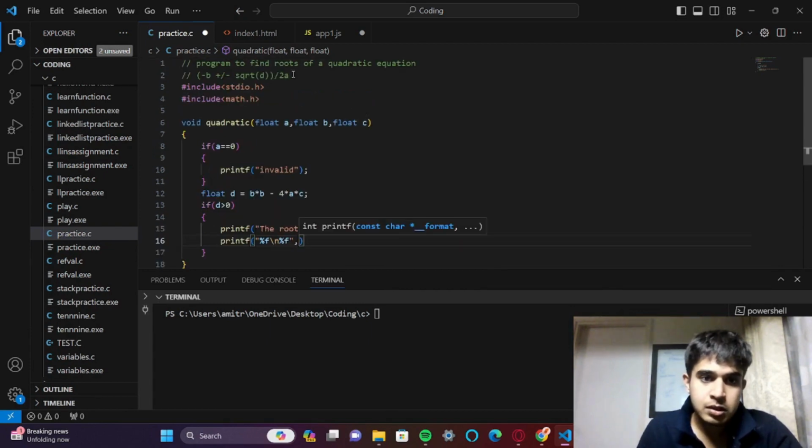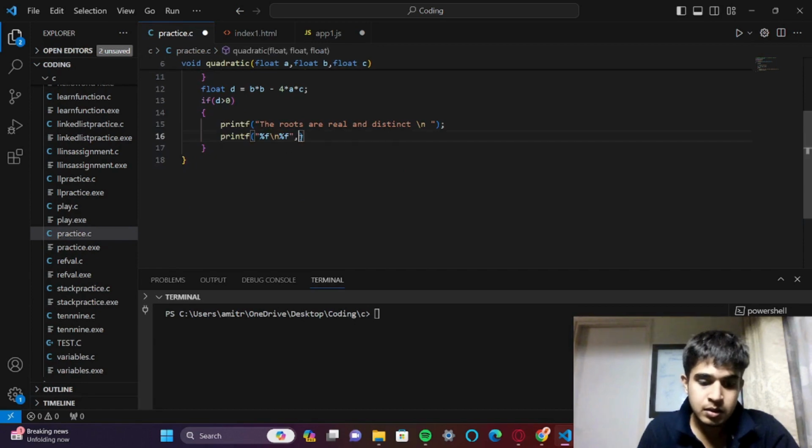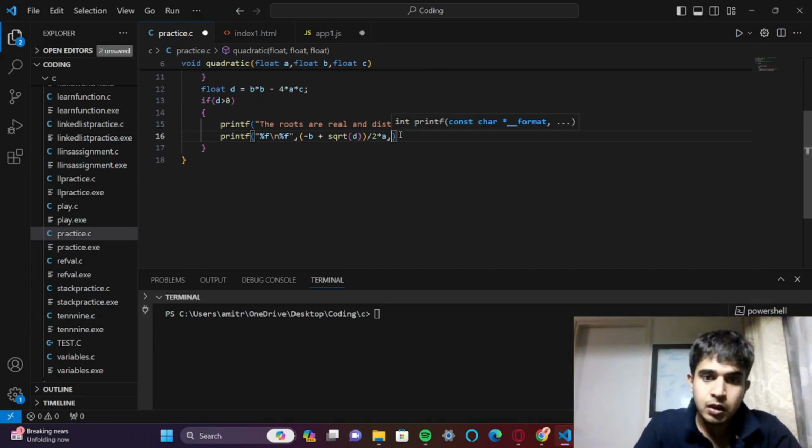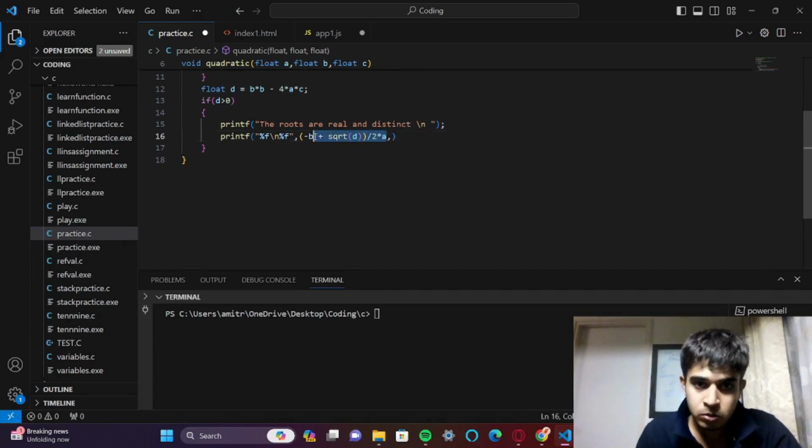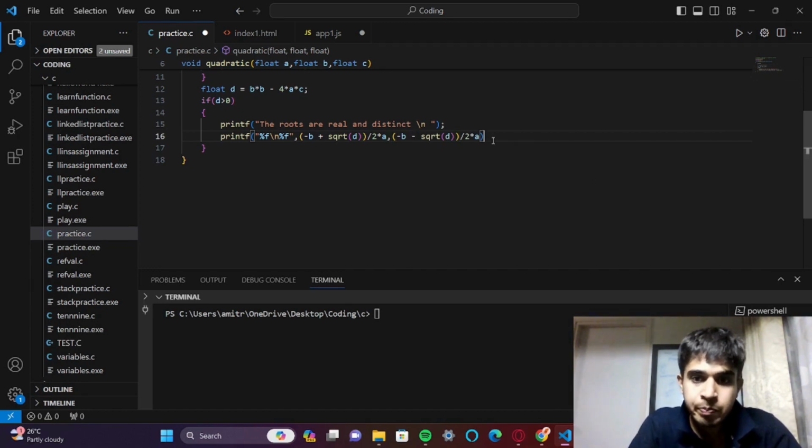Let me copy paste the formula. Minus b plus square root of d by 2a, comma. Now I'll copy this and paste it here and change this sign to minus. So this takes care of the condition where discriminant is greater than 0.